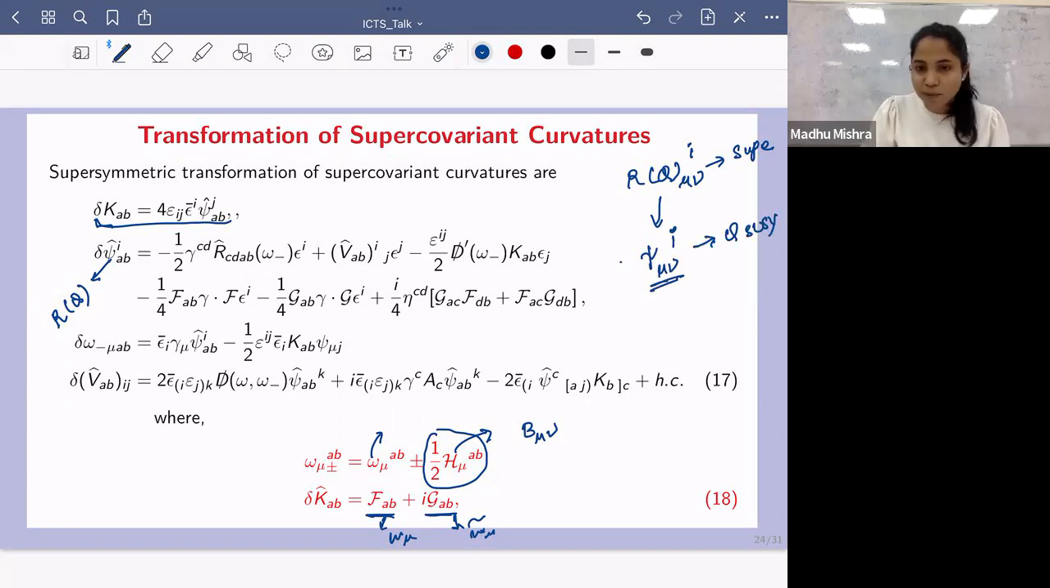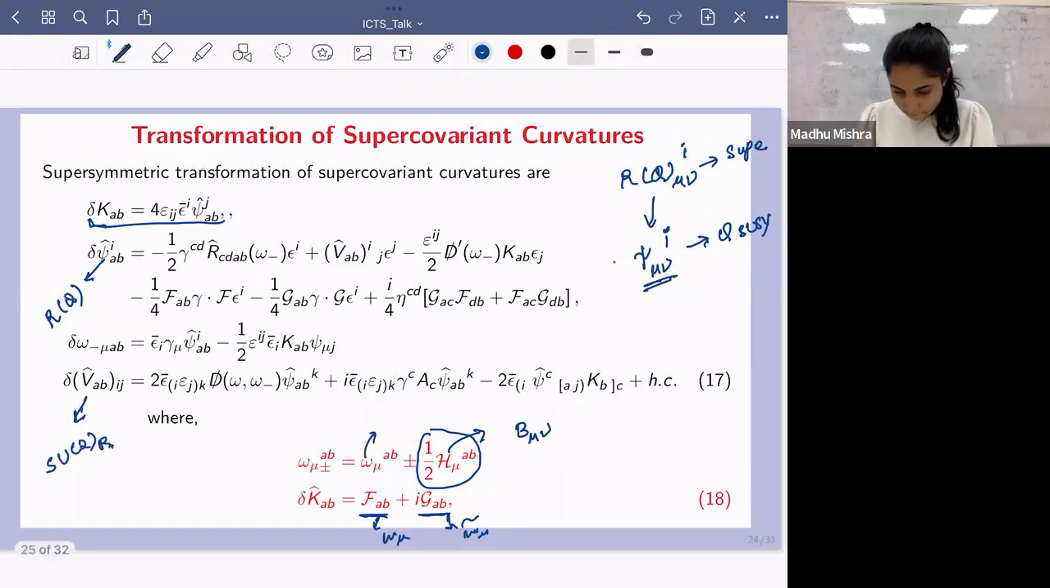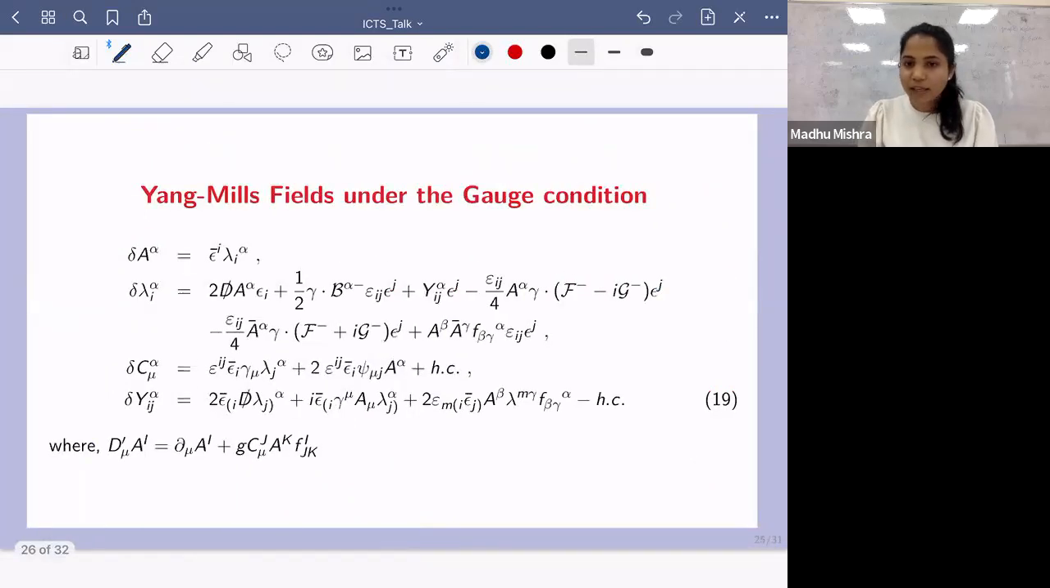And this omega minus mu AB is this combination. VABIJ is the curvature associated with SU2 symmetry. Okay, and these are the Yang-Mills. This is the transformation of the Yang-Mills field in Poincare supergravity. So I have used the gauge condition to change the transformation of the Yang-Mills field. So these transformations are in super Poincare theory.